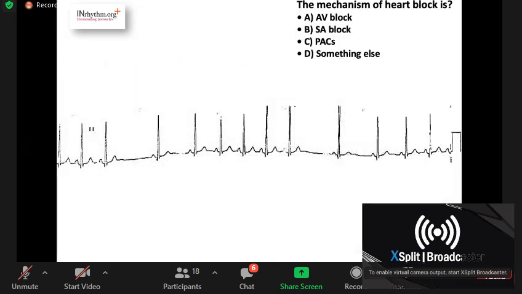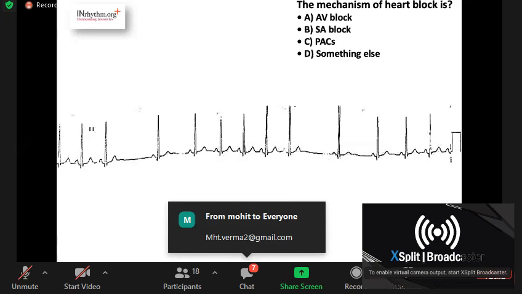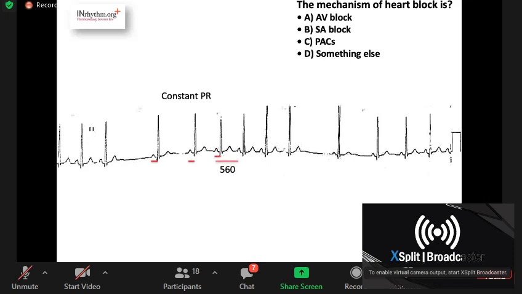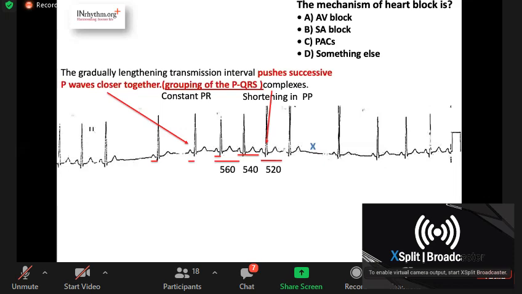Now look at this ECG. It is a pretty similar kind of ECG, but whenever you see an ECG, do not assume that it is similar. You always have to calculate the interval. Let us calculate the interval here. The PP interval looks pretty stable. The PR interval is looking normal. And I measured the PP interval here. Although to the naked eye the PP interval looks pretty much regular, it is not.